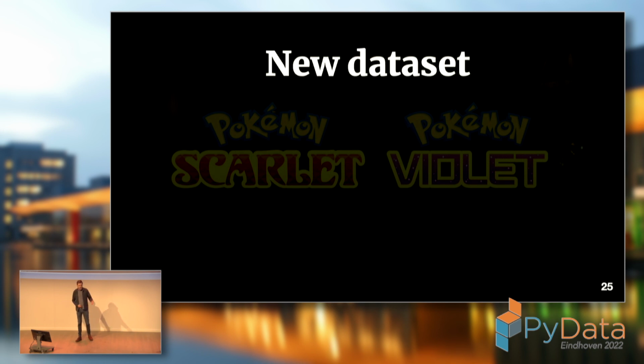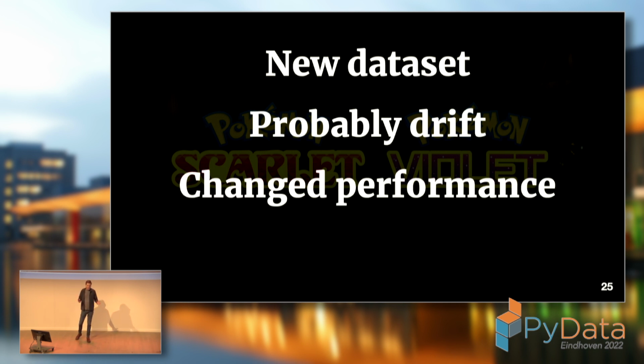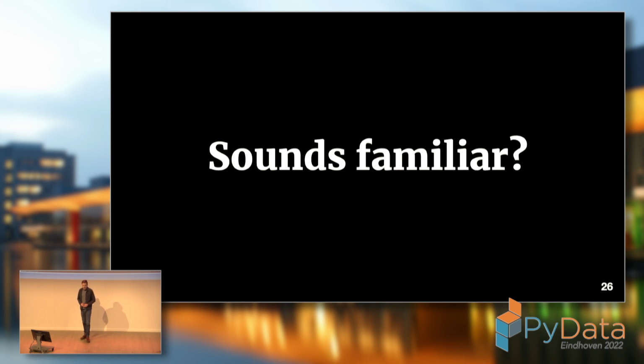Well, we're getting a new data set with new Pokemon, with new image sprites. That might introduce some drift in our models. It may affect our performance. We don't know that yet. And we may even need to retrain our model. Sounds familiar yet?